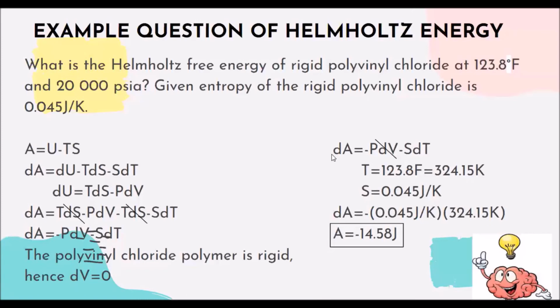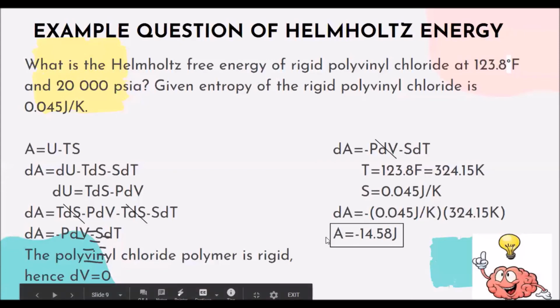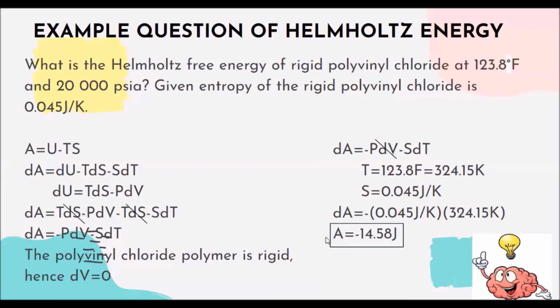Now, we can already substitute the value of S into the equation as well as the value of T into the equation, and it will give us dA equal to minus 0.045 joule per Kelvin multiplied with 324.15 Kelvin, and the final answer will give us A equal to minus 14.58 joule.